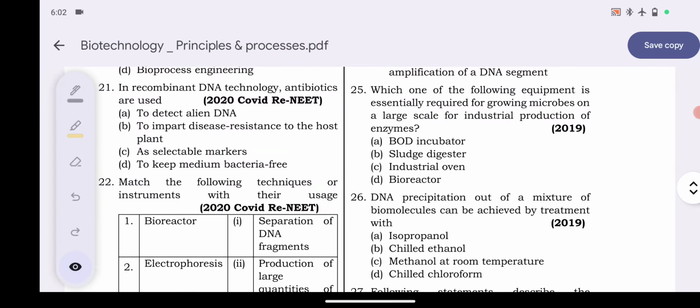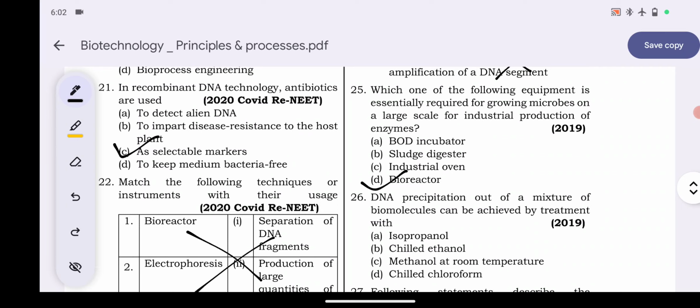Next question number 25. Which one of the following equipment is essentially required for growing microbes on a large scale for industrial production of enzymes? Which type of equipment is essentially required? Option A, BOD incubator. Option B, sludge digester. Option C, industrial oven. And option D, bioreactor. So here answer will be option D, bioreactors.